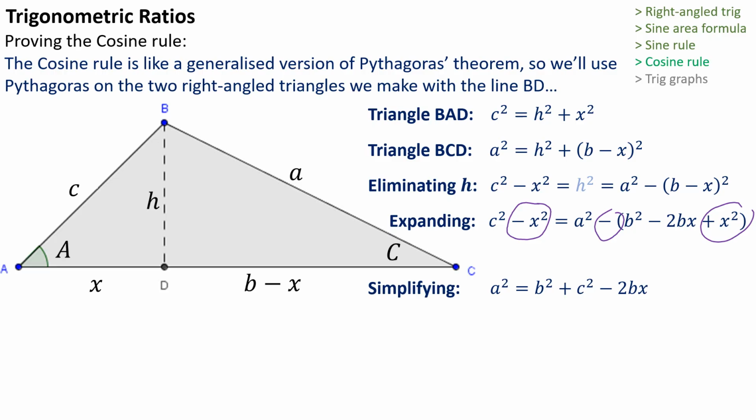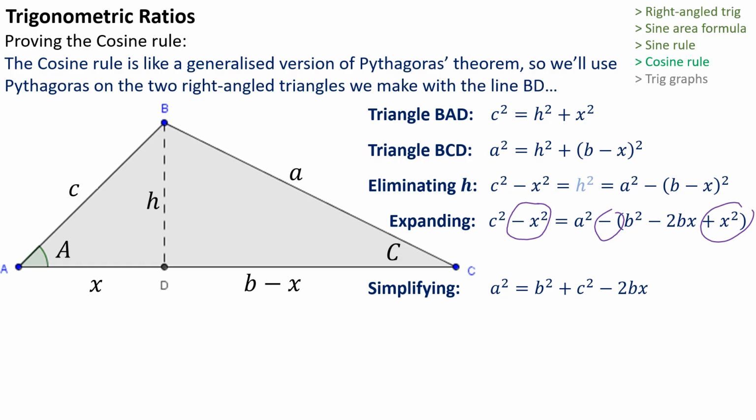And immediately this starts to look a bit more like the formula we want. You might need to move a few terms around onto different sides, but we can make it look like this. a squared equals b squared plus c squared minus 2bx. It's very nearly what we want. The only thing we need to deal with now is x. And if you think about it, there's something else that we've not got that we were expecting. If we have a squared equals b squared plus c squared minus something, the something should be 2bc cos A.